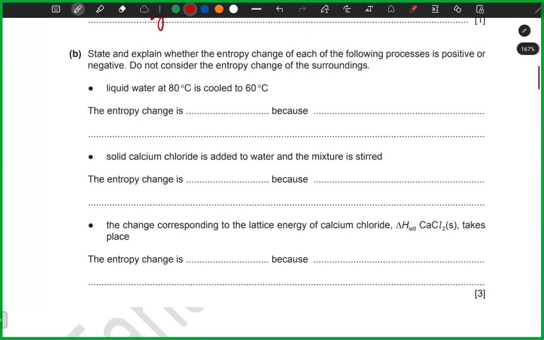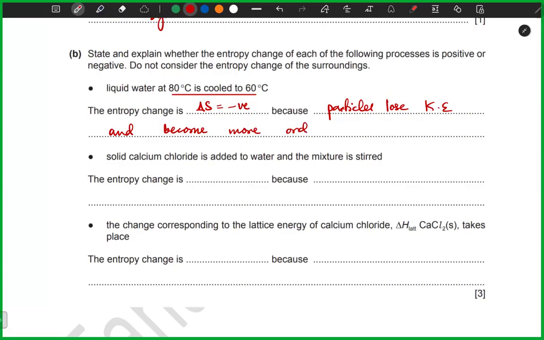State and explain whether the entropy change of each of the following processes is positive or negative. Do not consider the entropy change of the surroundings. Liquid water from 80 degrees centigrade is cooled to 60. Entropy negative. Because the temperature has been lowered from 80 to 60, the particles come closer to one another, lose kinetic energy, and become more ordered. Like 80 or 60 centigrade, there's not going to be a massive difference.